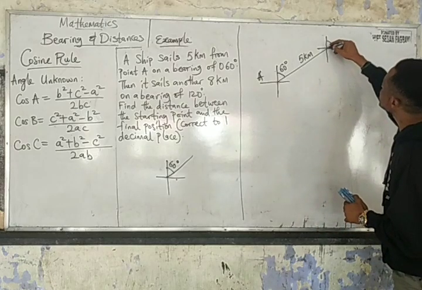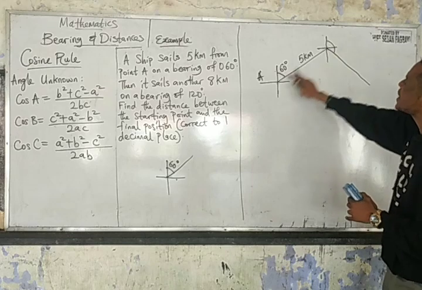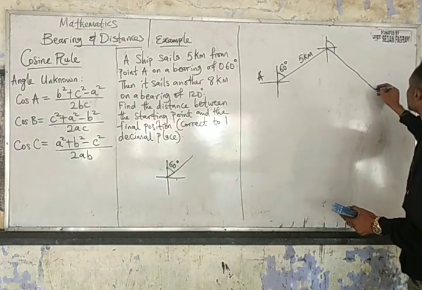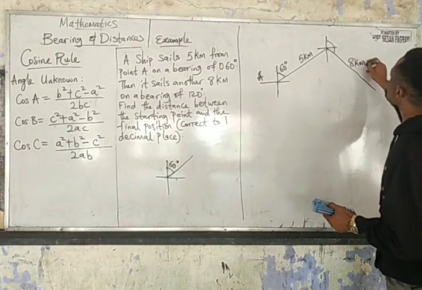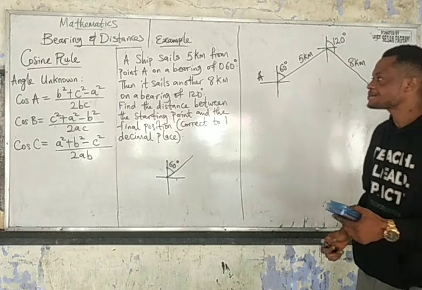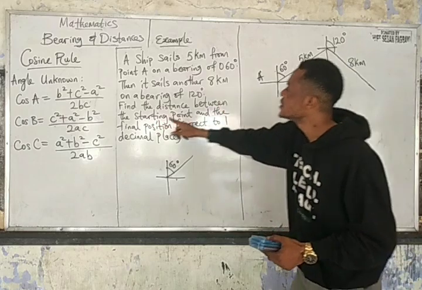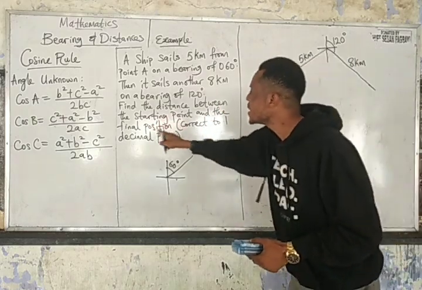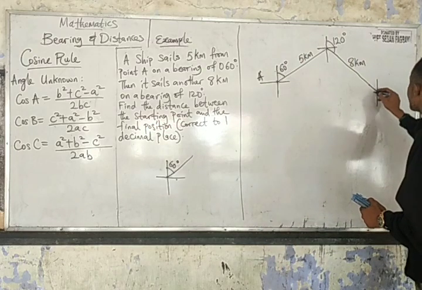So this one, we went this direction. We can just allow it to be a little bit longer than this. Not like we are having a true measurement, but we are just trying to make it a little bit realistic because this is 8 kilometers and the bearing is 120 degrees. Find the distance between the starting point here and the final position. The ship is now around here.